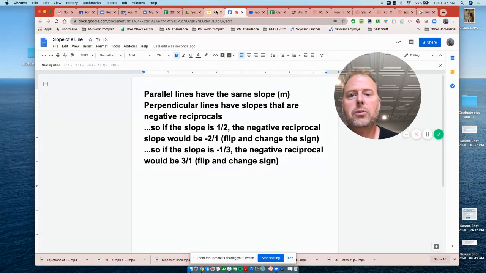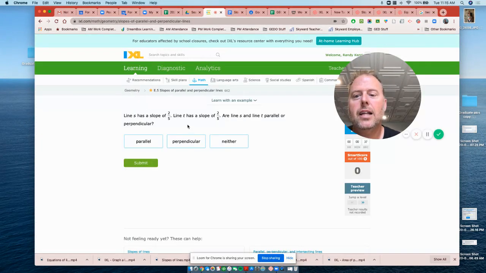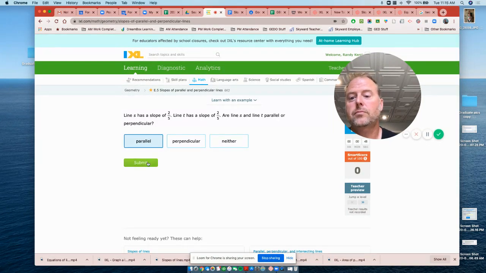So let's look at a couple of these and try them out. Line S has a slope of 2/5. Line T has a slope of 2/5. Are they parallel or perpendicular? Well, since they have the same slope, we would say that they are parallel.